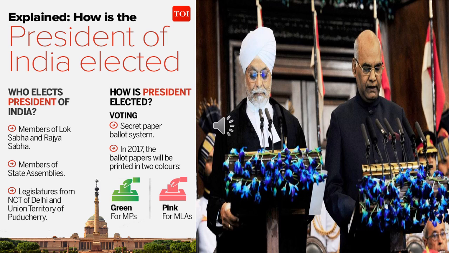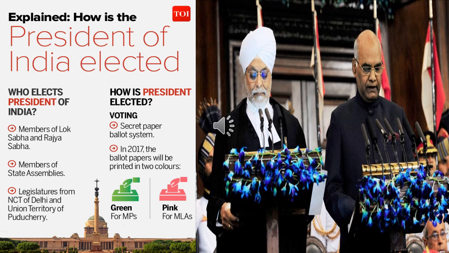So who are in the electoral college? The electoral college consists of the elected members of both houses of the parliament. It consists of the elected members, not the nominated members. It consists of the elected members of both houses of the parliament, the elected members of the states, and the elected members of the national capital territory of Delhi and Puducherry.